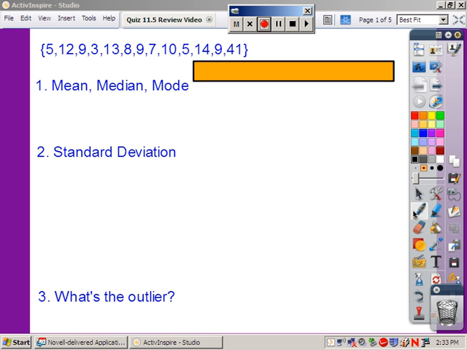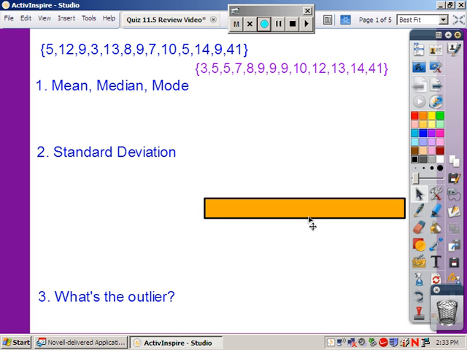So the first thing you usually want to do when you're dealing with mean, median, and mode, especially median, is to put the data in order. So I went ahead and did that real quick, like this.